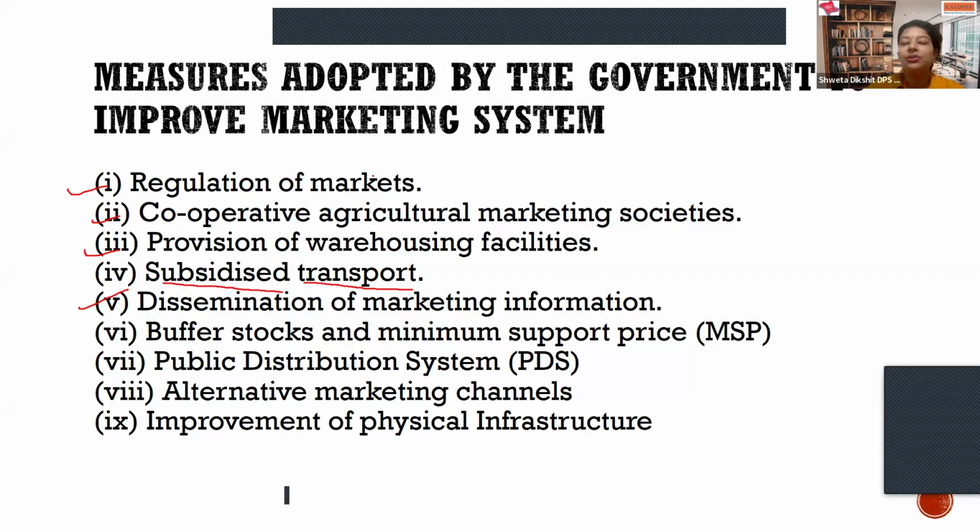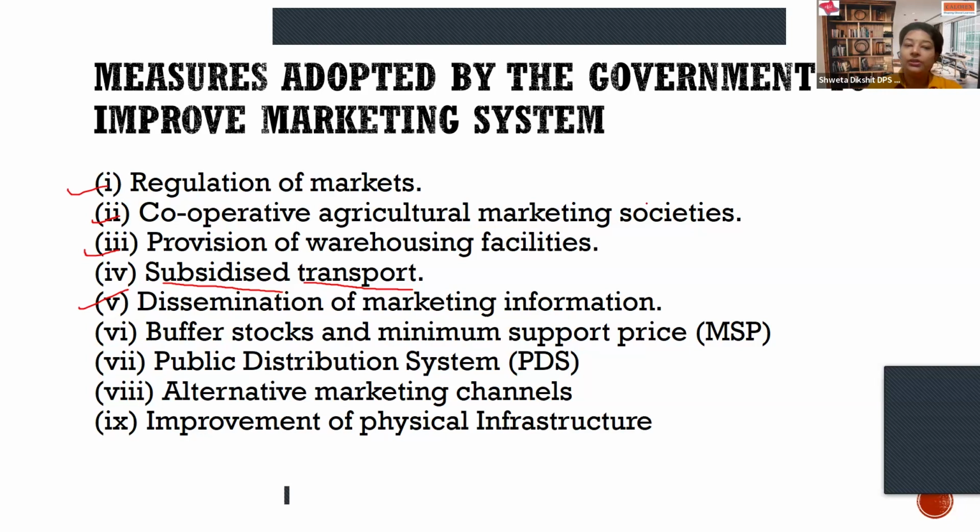Then buffer stocks. We studied buffer stock in many other classes, especially in economics of 9th and 10th. I don't exactly remember where, but in one of the classes you have studied buffer stock in the chapter on food security. The buffer stock is the largest stock of the country. To maintain this, the government announces minimum support price at the sowing season. It also helps the farmers to get sufficient price or profitability for the producers.